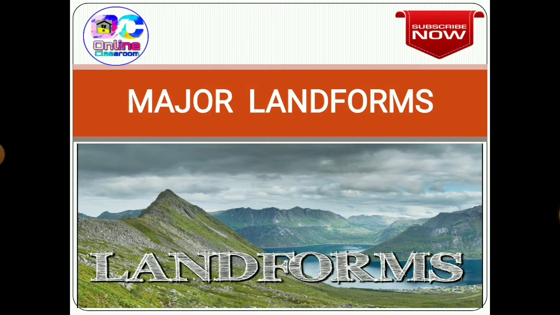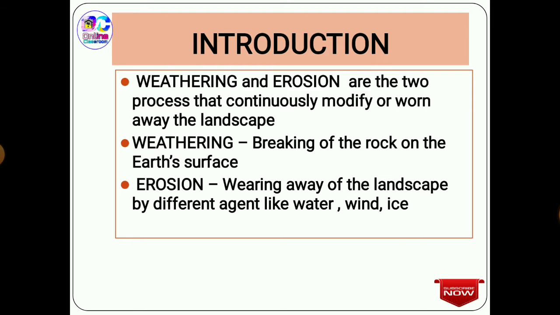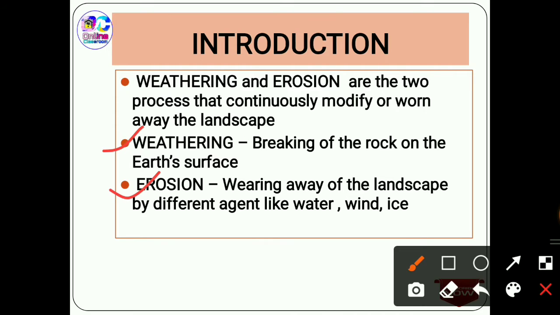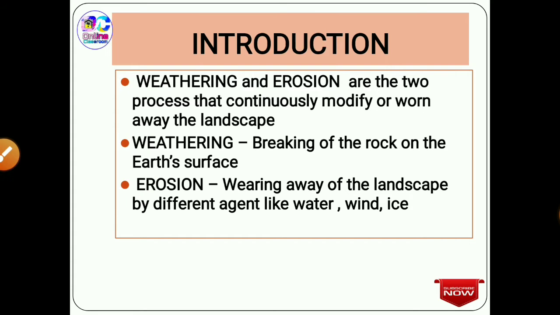So first we are going to learn about the two processes which are almost responsible for the formation of these exogenetic forces. The first one is weathering, the second one is erosion. So what is weathering? Weathering is the breaking of the rocks on the earth's surface, and erosion is the wearing away of the landscape by different agents: water, wind, or ice.